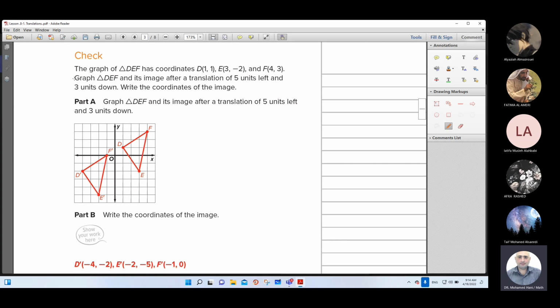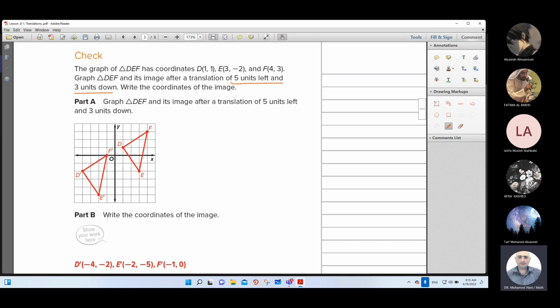In this example, the graph of the triangle DEF has coordinates D 1, 1. This is D 1, 1. And E 3, negative 2. This is E 3, negative 2. And F 4, 3. Graph triangle DEF and its image after a translation of 5 units left and 3 units down. Write the coordinates of the image.